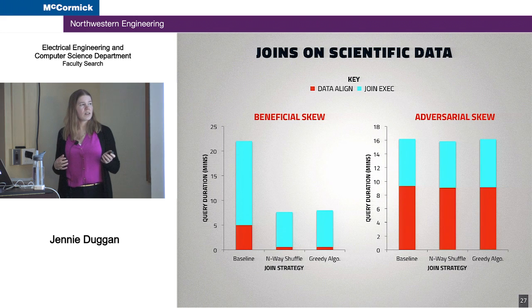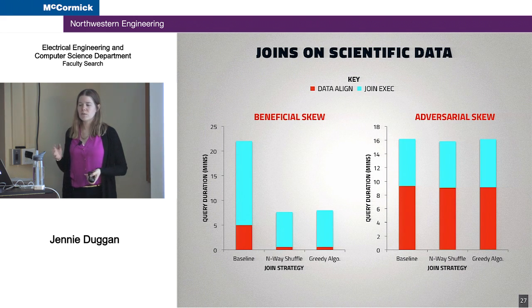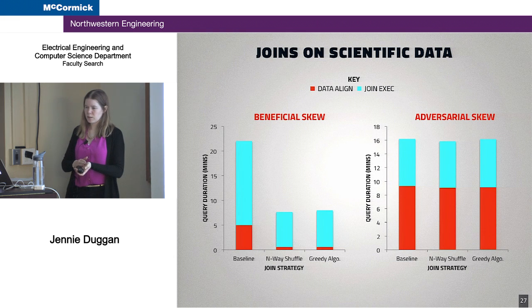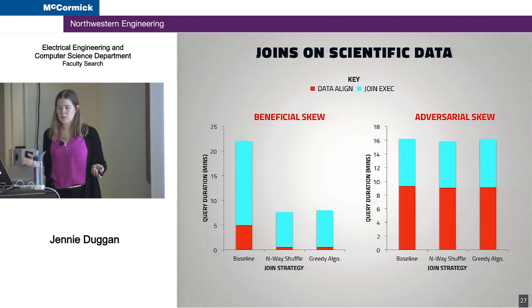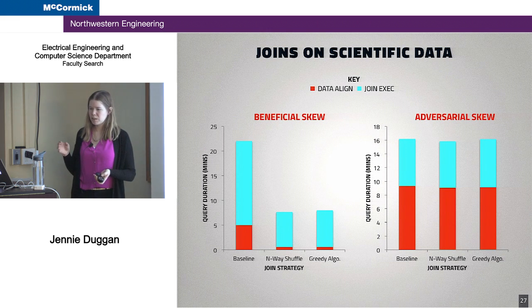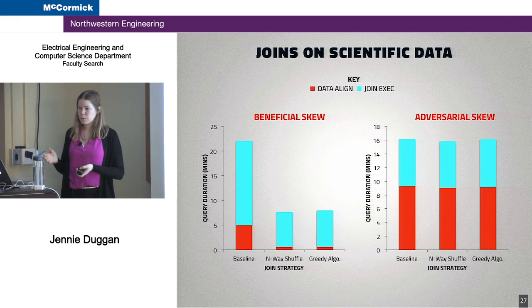So we first looked at a case of beneficial skew. Here we're joining the ship tracker data with the MODIS data. And in this case, we see about a 3x speed up with our approaches, because we simply bring the sparser chunks from MODIS to their denser counterparts.